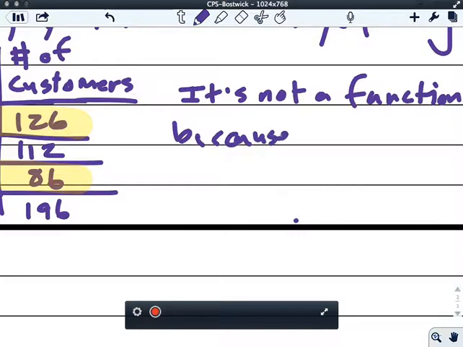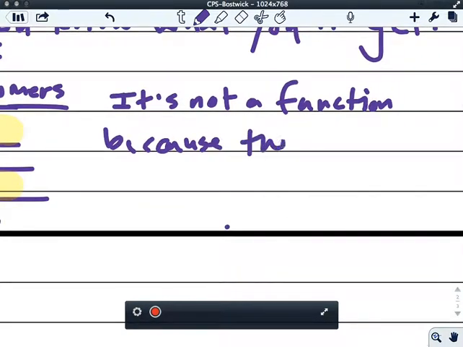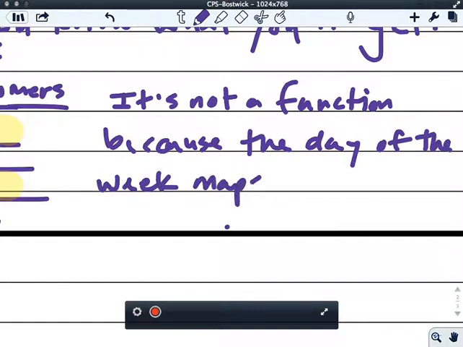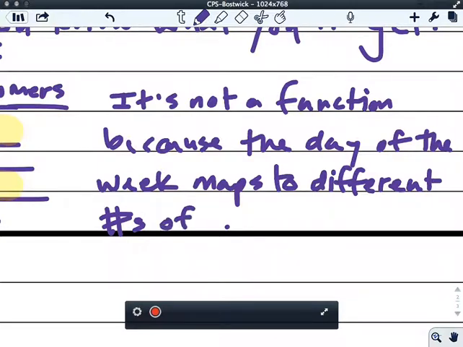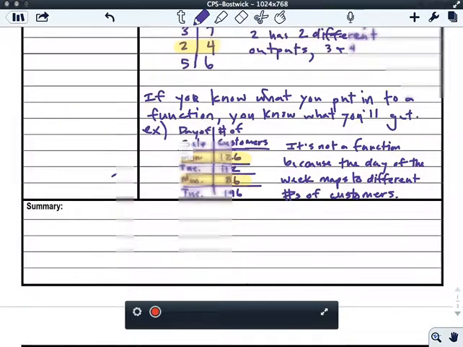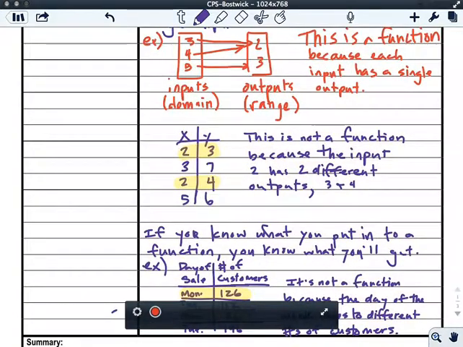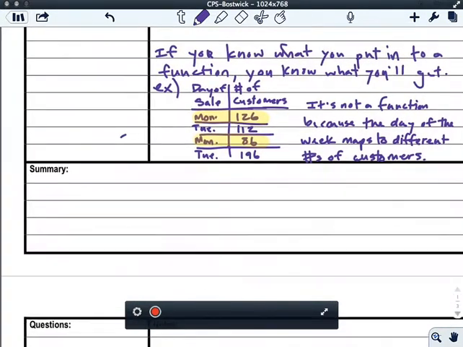because the day of the week maps to different numbers of customers. So hopefully that kind of reviews what a function is for you. We'll look at some stuff graphically here in just a minute, but the basic idea is that you have to be able to look at an input and say exactly what the output is.